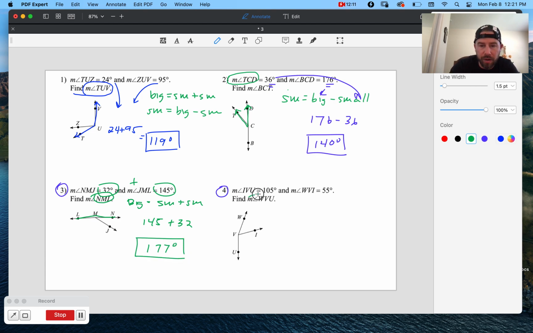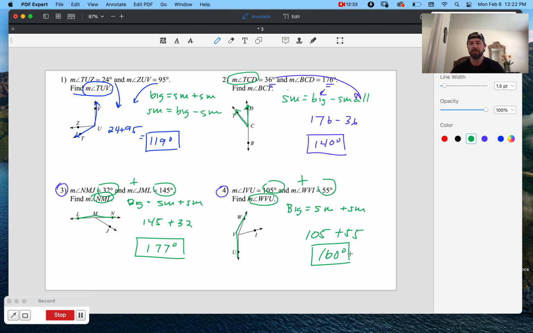Okay, what do they want me to find over here? They want me to find WVU. Ooh, that's big again. Big equals small plus small. So we're just going to add and add. 105 plus 55 is 160. All right. Cool, cool, cool beans.